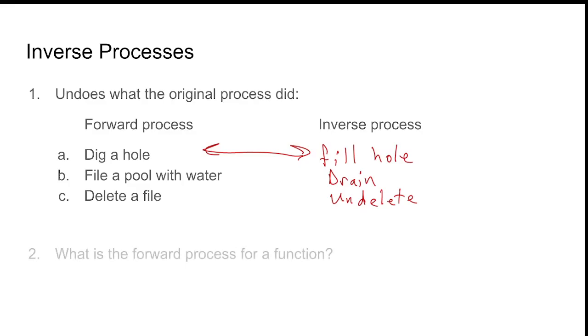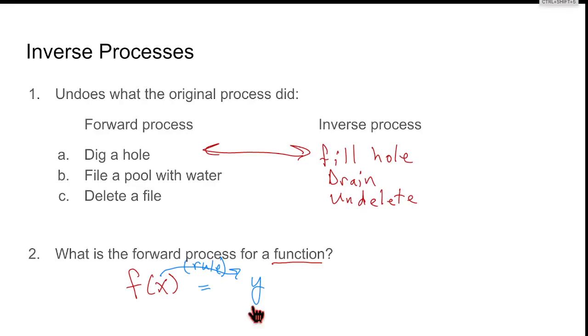But what about in mathematics? Especially when we're dealing with a function, what is the forward process we want to think of? Well, we have an input, and then we have some kind of a rule, some mathematical rule that does something, and that gives us an output value. So what would an inverse function look like in math? Well, it would start with the output, and it would do a reverse rule, an unrule, an undoing rule, and we get back to our input.